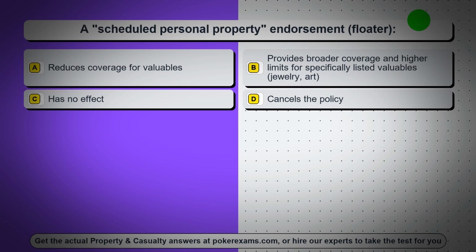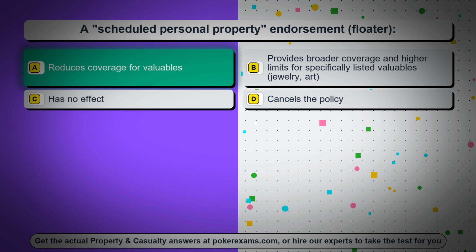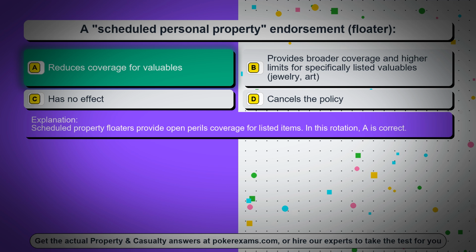Question 44. A scheduled personal property endorsement, floater. Option A, reduces coverage for valuables. Option B, provides broader coverage and higher limits for specifically listed valuables, jewelry, art. Option C, has no effect. Option D, cancels the policy. The correct answer is option A, reduces coverage for valuables. Scheduled property floaters provide open perils coverage for listed items. In this rotation, A is correct.